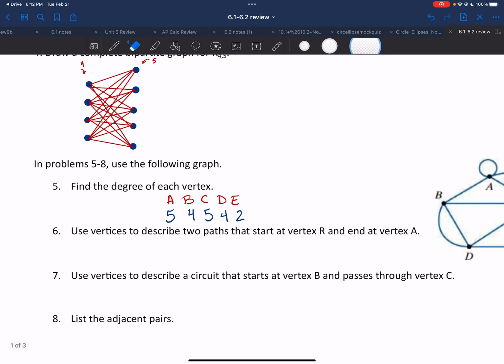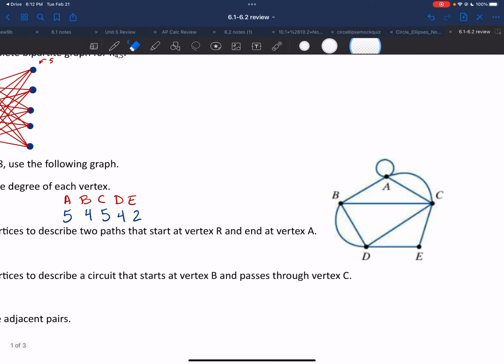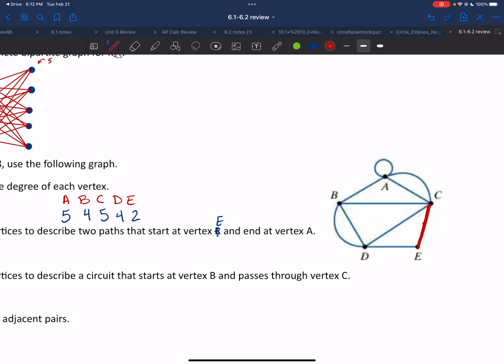Use the vertices to describe 2 paths that can start at vertex, we don't have R, let's say E. Okay, start at vertex E and end at vertex A. So if I start at E and I end in A, the real easy one would be to go ahead and go from E to C to A. So E, C, A.